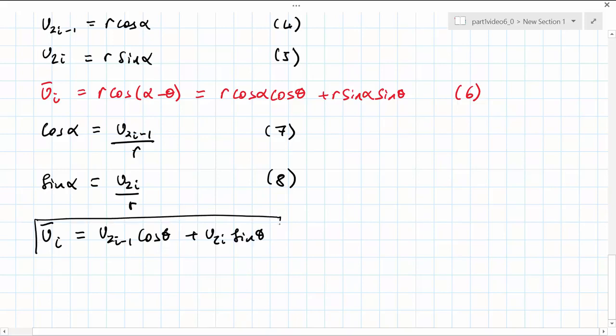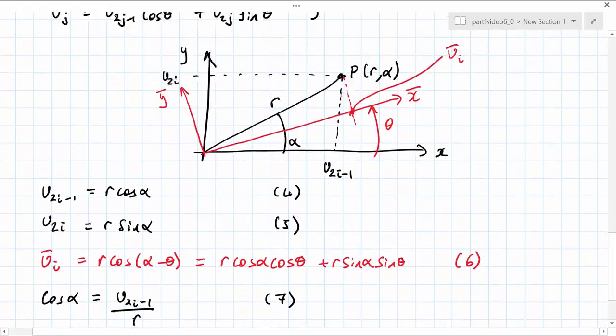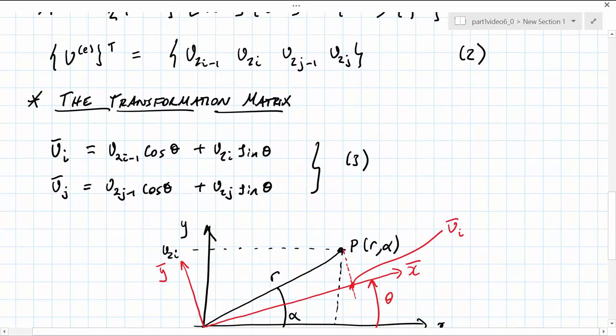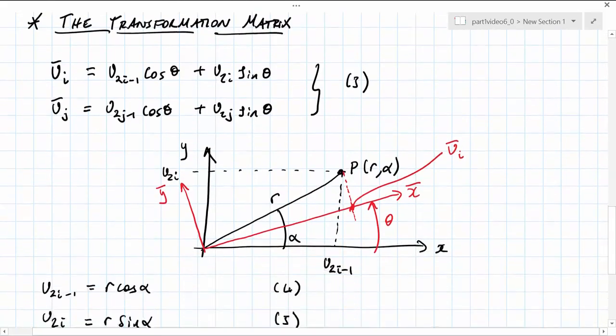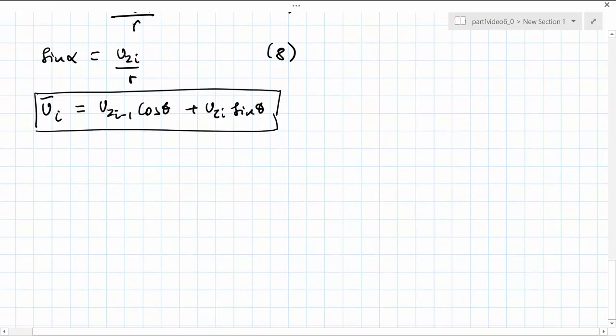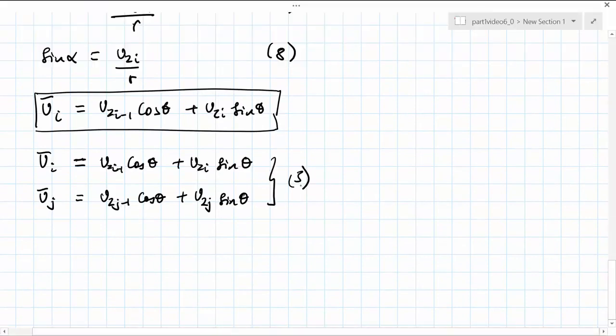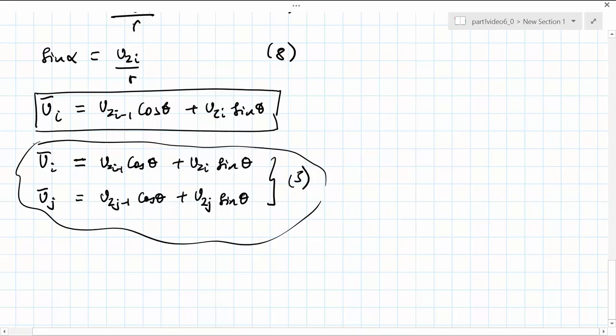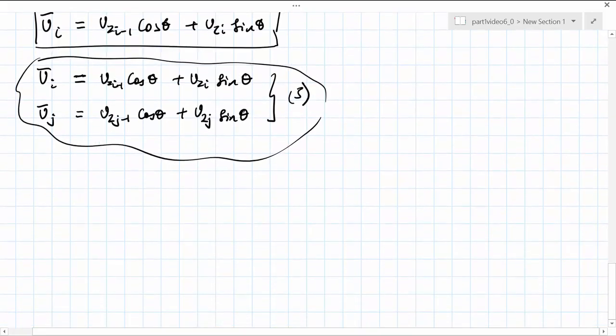We can now see that this is the same as the first line in equation 3. If we swap out the i's for j's, we can then obtain the second line in a similar way. So returning to equation 3, equation 3 can be rewritten in matrix vector form.